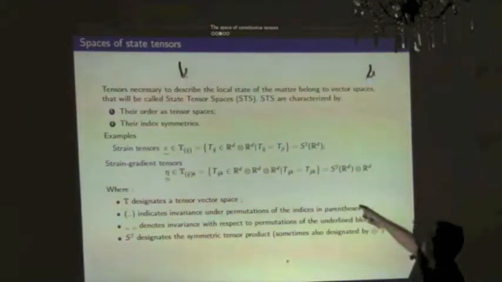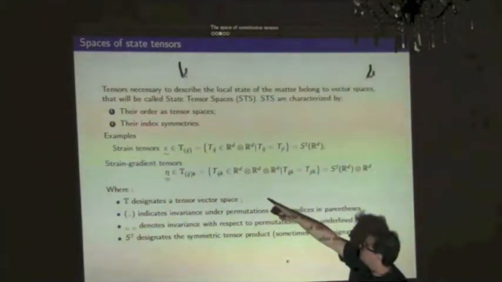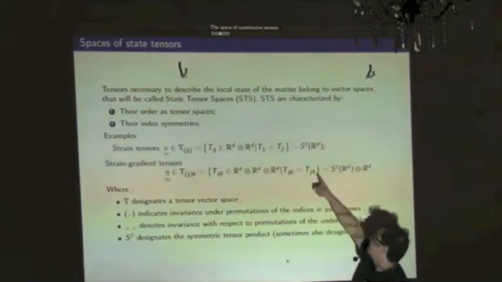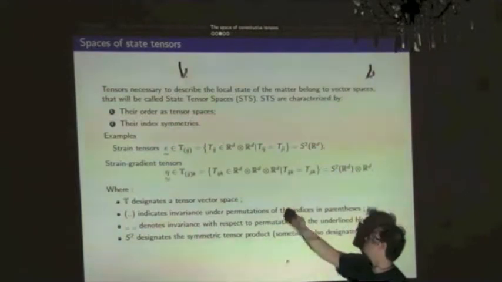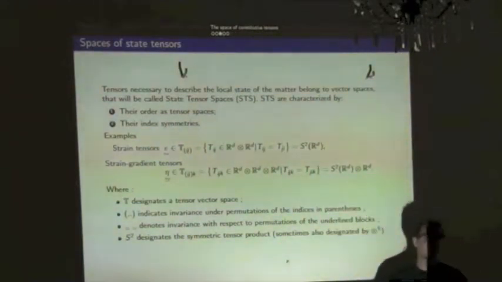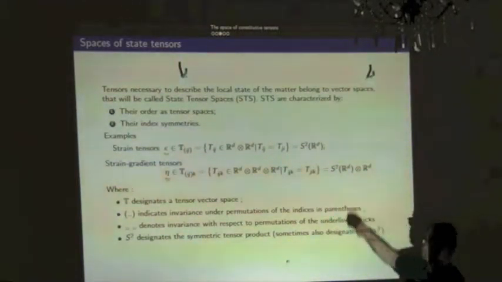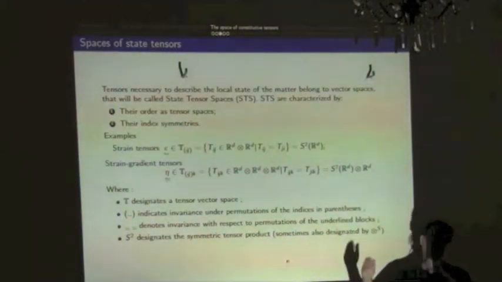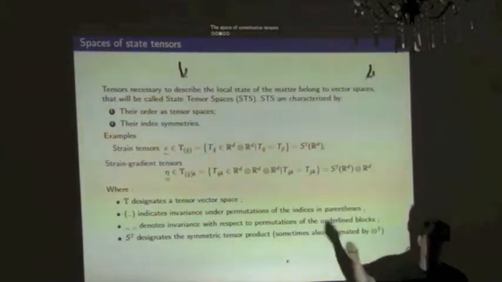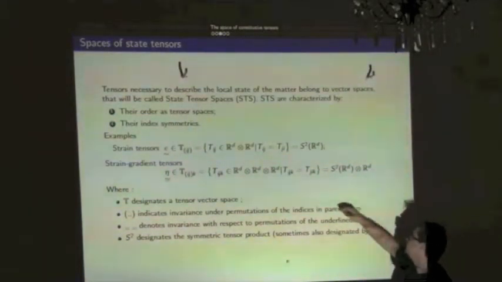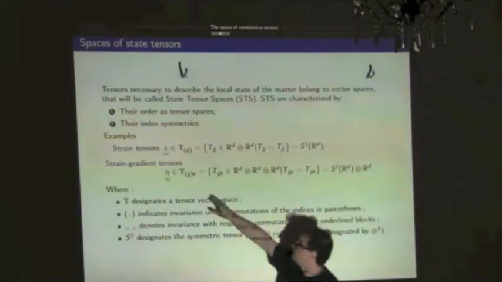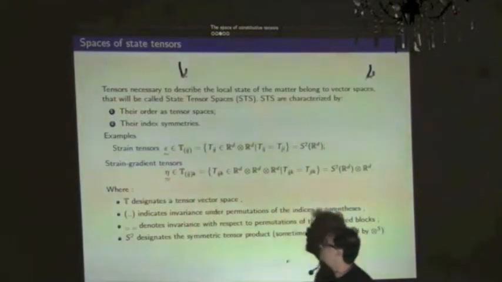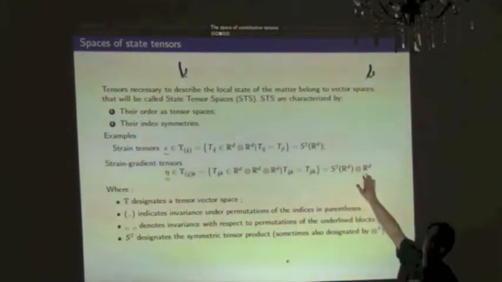So this construction can be summed up saying the space of strain tensor is the symmetric tensor product of the space I'm working on. If I'm in two-dimensional space, a strain tensor will live in S2 of R2. And if we are in three dimensions, it will be the symmetric product of R3. And here, the space of strain gradient tensor is constructed this way.